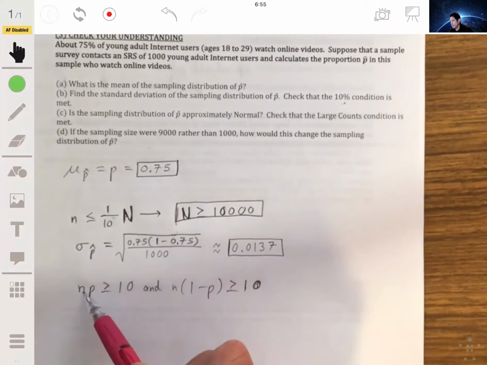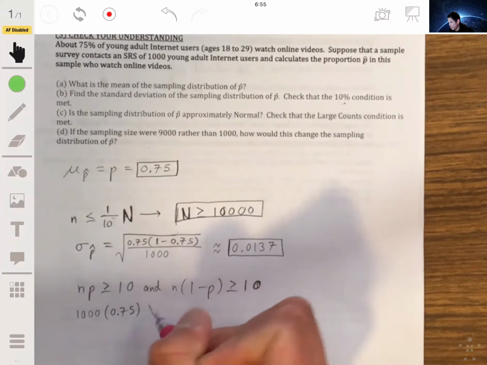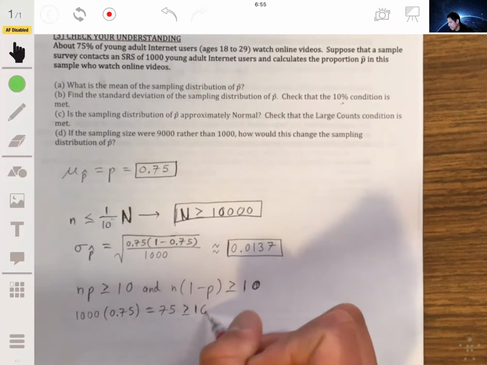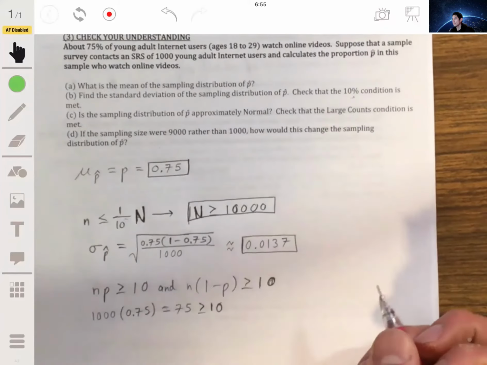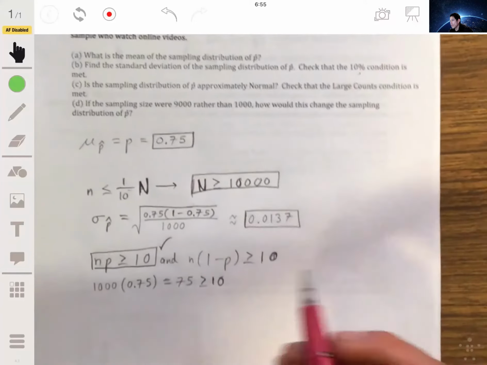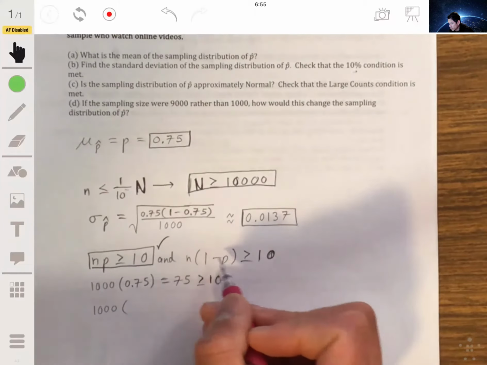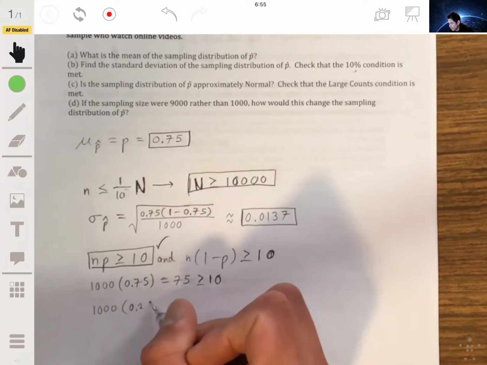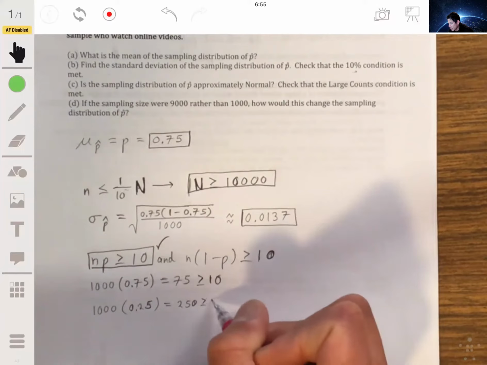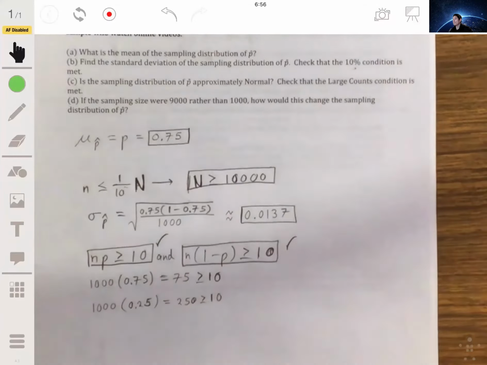So n equal to 1,000 times 0.75 is equal to 750, which is greater than or equal to 10. So that condition is met. Let's check the other: n times 1 minus p, so 1,000 times 0.25, will be 250, and that again is at least 10. So this is also met, and we're good there.